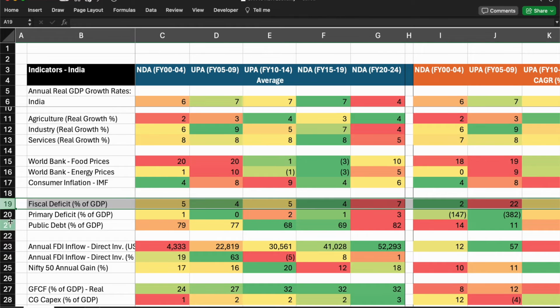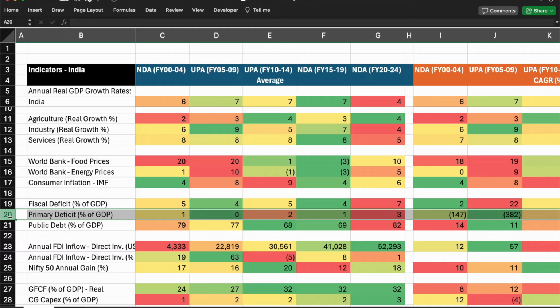Primary deficit. Why have we included primary deficit? It is because the primary deficit does not include the interest component. Whenever you want to judge a government's performance, it is not the fiscal deficit, it is the primary deficit that you have to look at, because the fiscal deficit includes interest. Interest component is of the public debt which was borrowed in the previous periods. So currently it is bad, 3%.